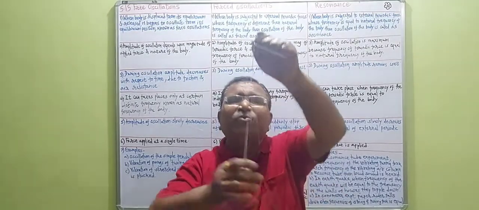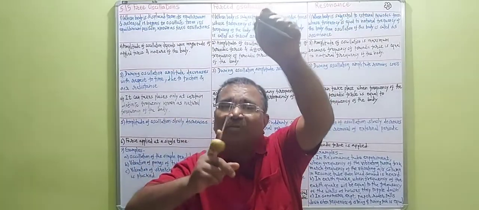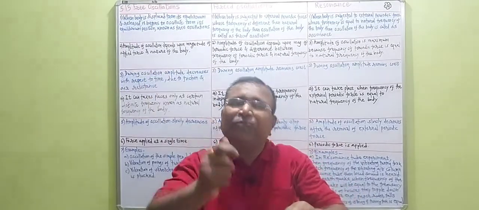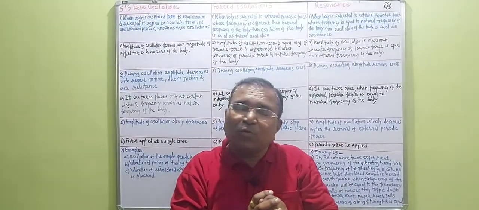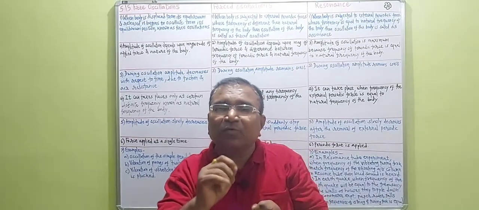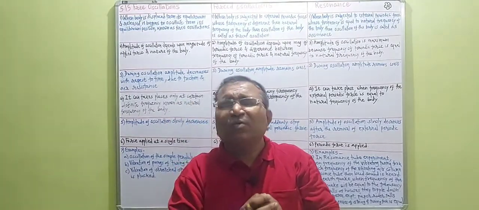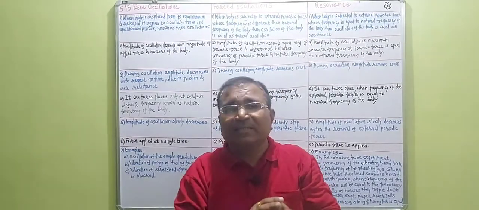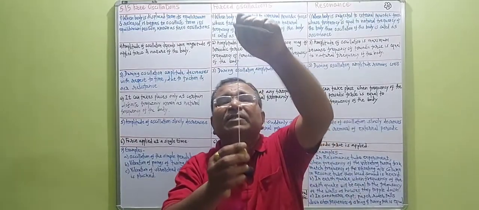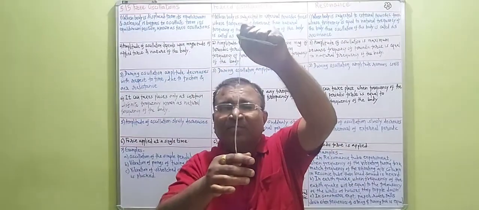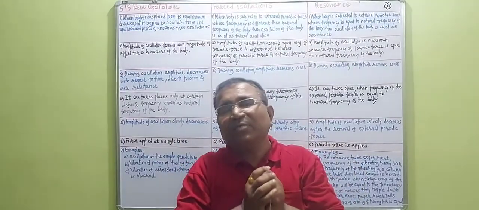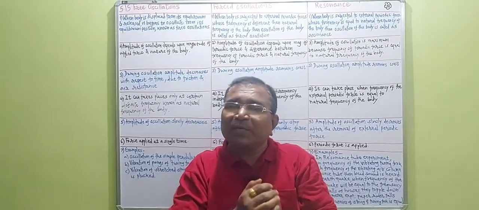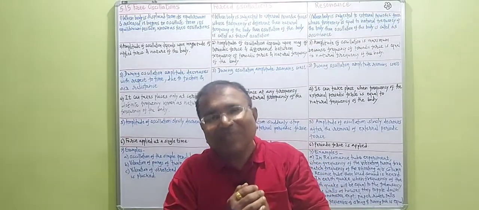Then amplitude of oscillation depends upon 2 factors. The amplitude of oscillation depends upon the magnitude of force and the nature of the body. What is the nature of the body? Whether the body is more elastic or less elastic, or whether the body is connected to a string like this. It depends upon the nature of the body. So amplitude of oscillation depends upon the magnitude of applied force and the nature of the body.